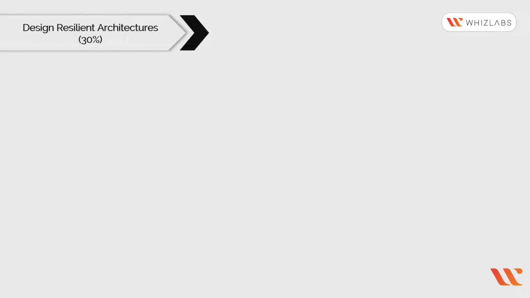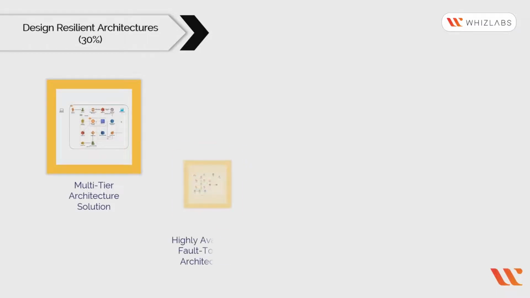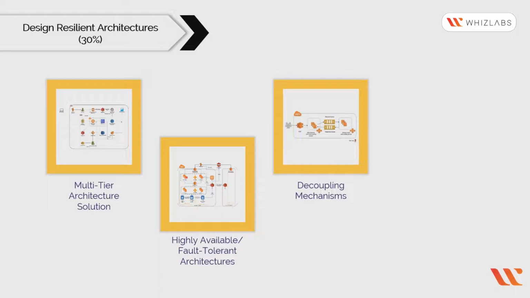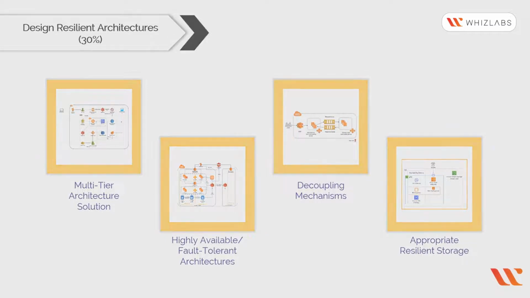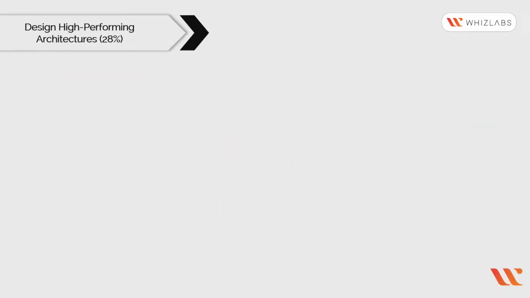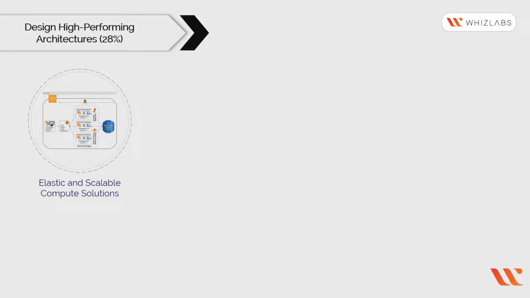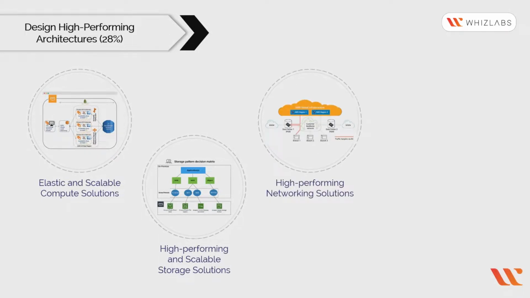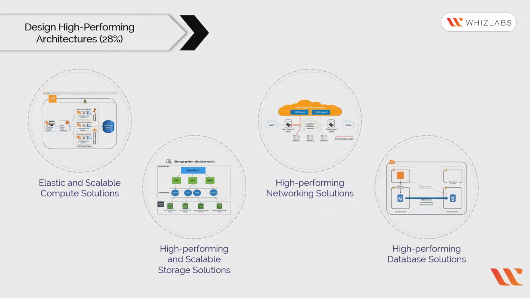Design resilient architectures, 30%. Under this section, you will have to prepare for topics such as designing a multi-tier architecture solution, designing highly available and/or fault-tolerant architectures, designing decoupling mechanisms using AWS services, and choosing appropriate resilient storage. Design high-performing architectures, 28%. This section involves topics such as identifying elastic and scalable compute solutions for a workload, selecting high-performing and scalable storage solutions for a workload, selecting high-performing networking solutions for a workload, and choosing high-performing database solutions for a workload.